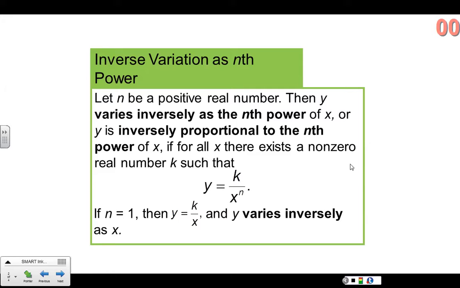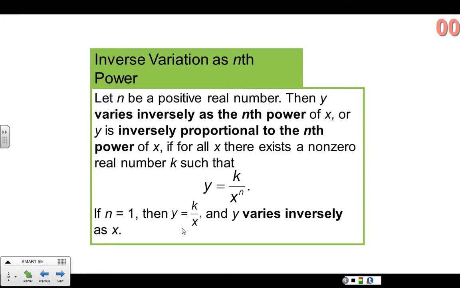Then y varies inversely as the nth power of x, or y is inversely proportional to the nth power of x, if for all x there exists a non-zero real number k, that k is called the constant of variation, such that y is equal to k over x to the n. If n equals 1, then y equals k over x.